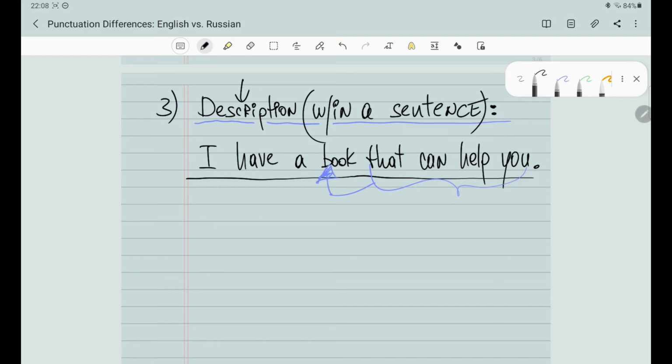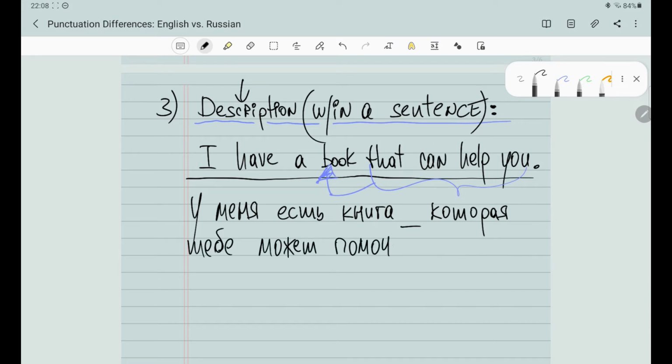So in Russian, this sentence would sound like this. У меня есть книга, которая тебе может помочь. As you have probably guessed by now, there is going to be a comma that you need to place right after the thing that you're describing. So, книга, которая тебе может помочь. The comma goes right after the thing that is being described and before the descriptor.